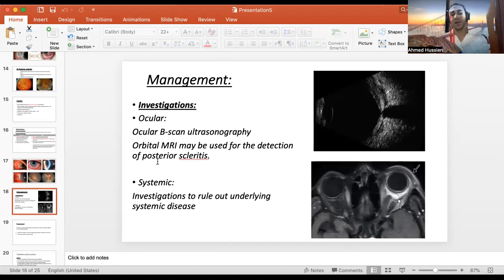Also, you may order an MRI scan, and again, it will highlight the area of scleritis and the inflammation as a white area on the MRI scan. Also, it's so imperative to look for underlying systemic disease.